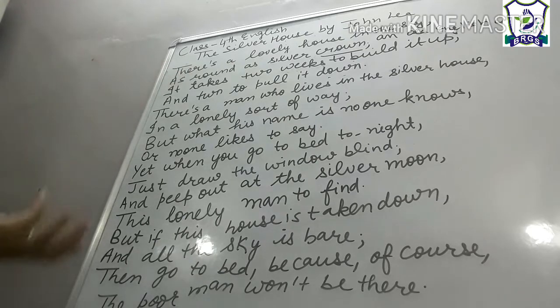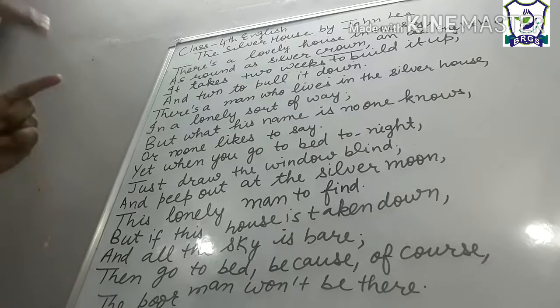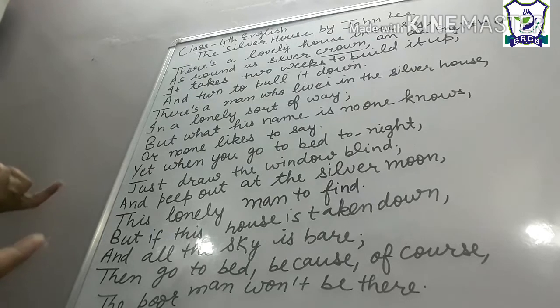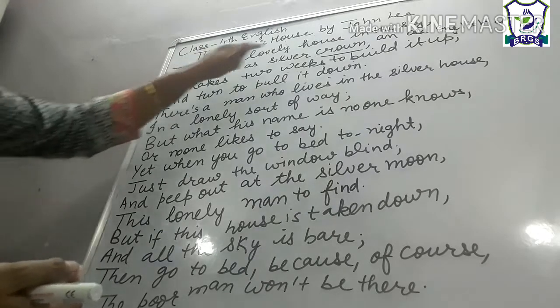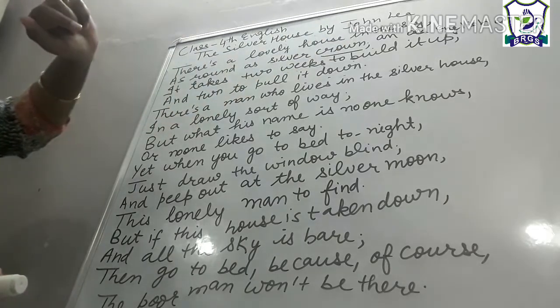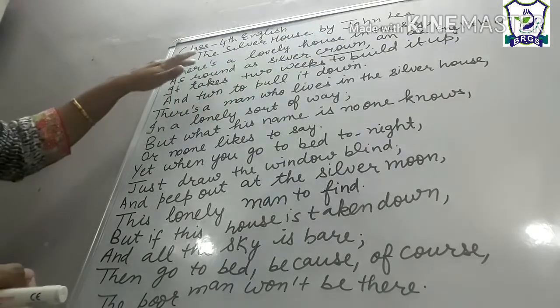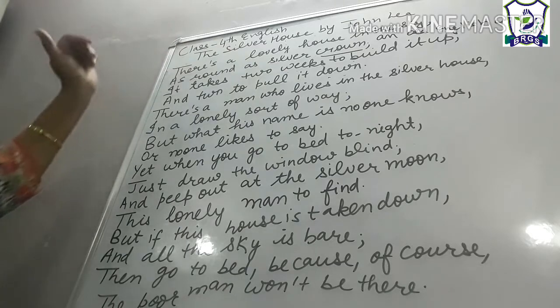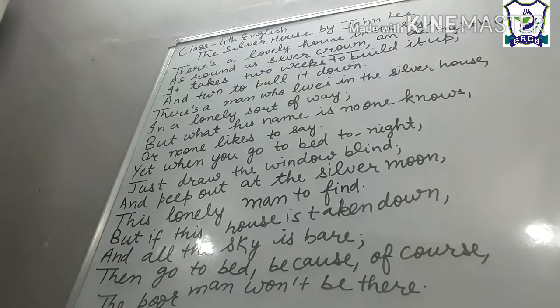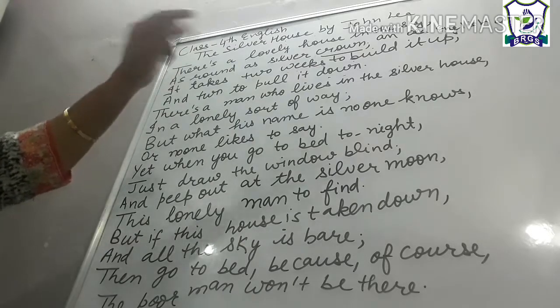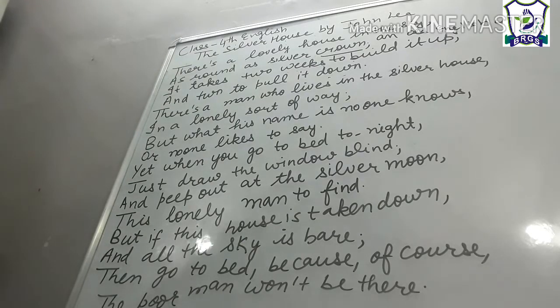So both the qualities, the moon also has: it is round in shape and it also shines like silver. So the poet is comparing it with an English coin. The poet is telling it is as round as the silver coin. The house is as round in shape as a silver coin. It takes 2 weeks to build it up and 2 to pull it down.